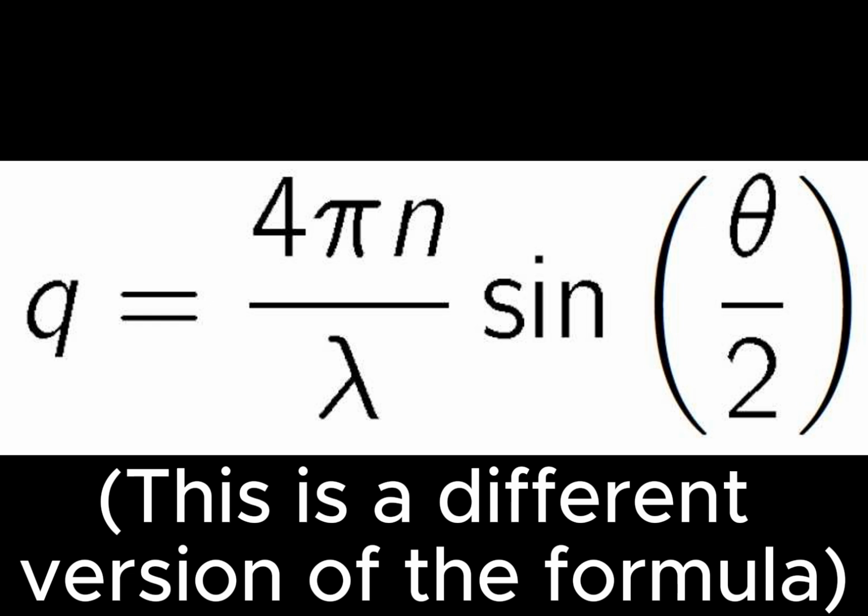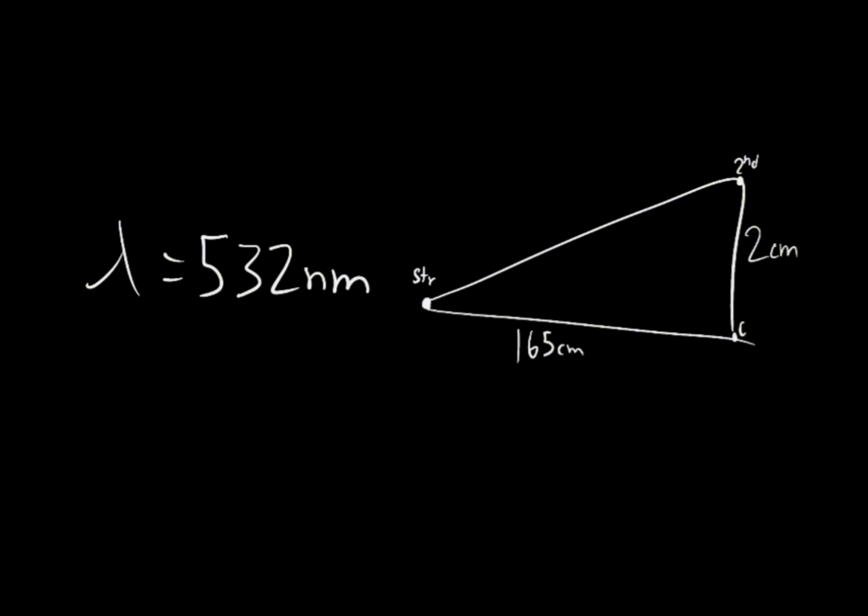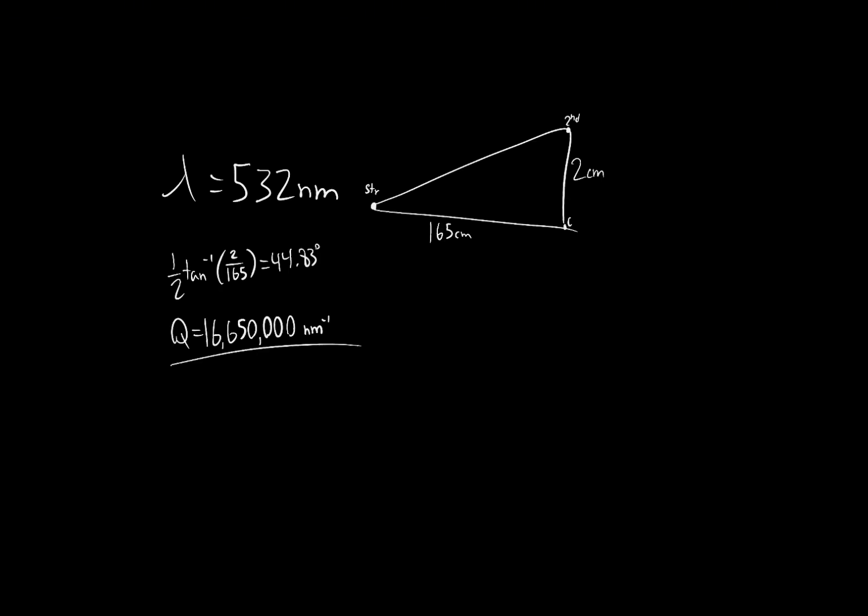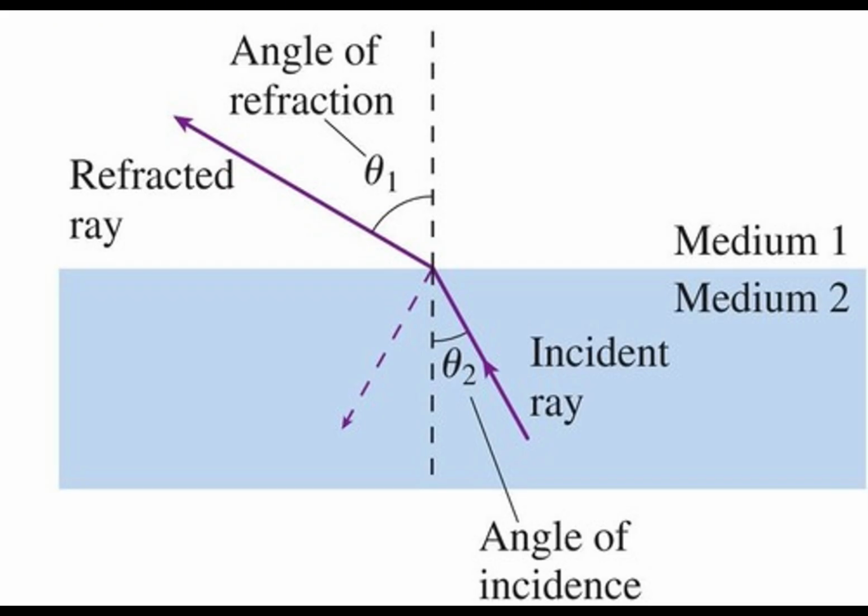Here's an example problem. If we have a laser with a wavelength of 532 nanometers hitting a string, which is 165 meters away from a surface that the light will project on, and the distance from the center of the light to the second order maxima is 2 centimeters, then what is the scattering vector of the laser? Well, by using an inverse tangent, we can get that delta theta is about 44.83 degrees. Then, by plugging in everything into our formula for Q, we get that the scattering vector is about 16,650,000 per nanometer.